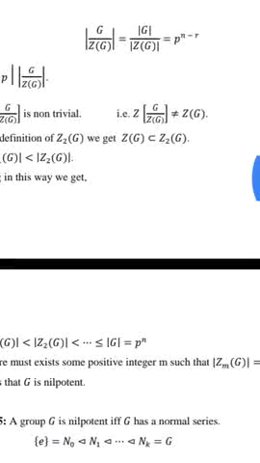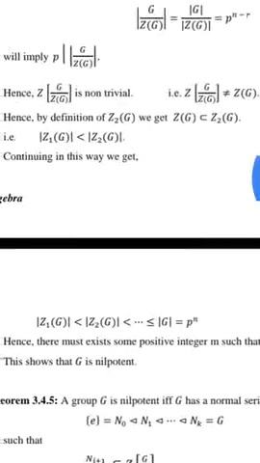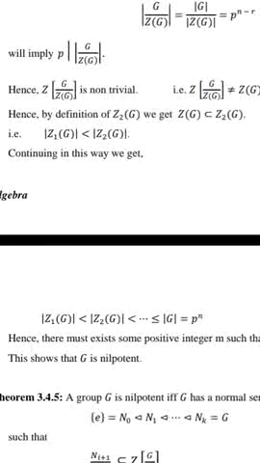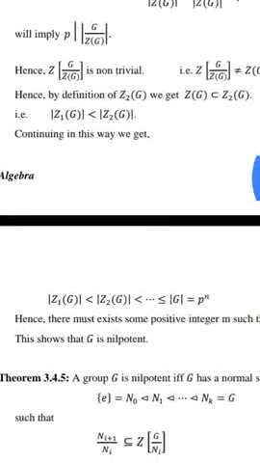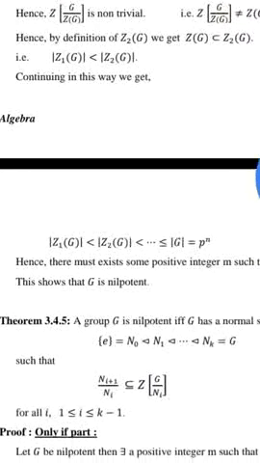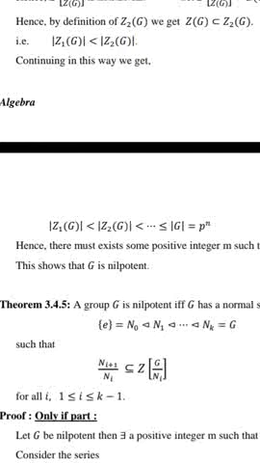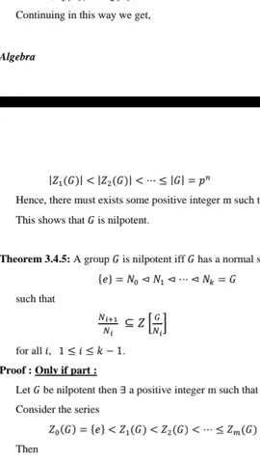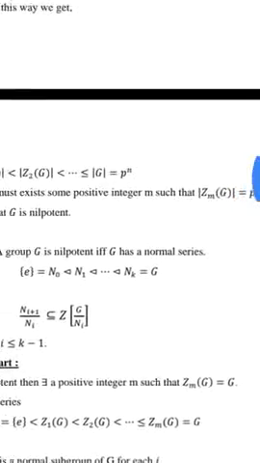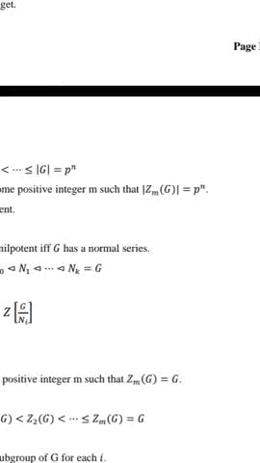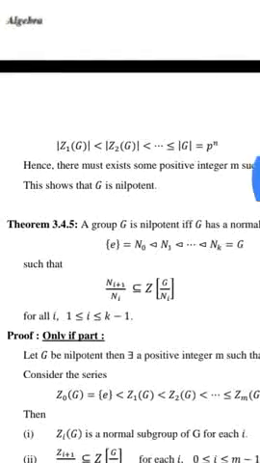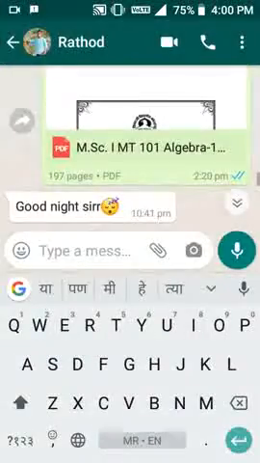Therefore, G/Z(G) is not equal to Z(G). Therefore, by definition of Z2(G), Z(G) is a subset of Z2(G), and hence the cardinality of Z1(G) is less than the cardinality of Z2(G). Continuing in this way, we get Z1(G) is less than Z2(G) is less than ..., up to the cardinality of G equal to p raised to n. Hence, there must exist some positive integer m such that the cardinality of Zm(G) is equal to p raised to n. This shows that G is nilpotent.